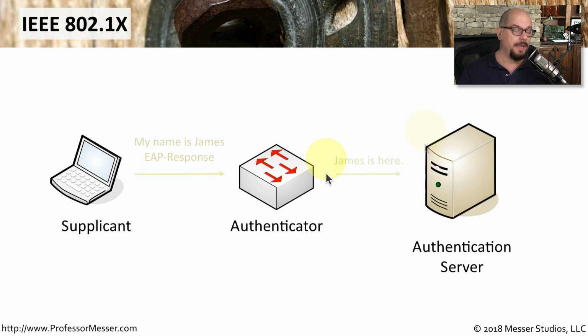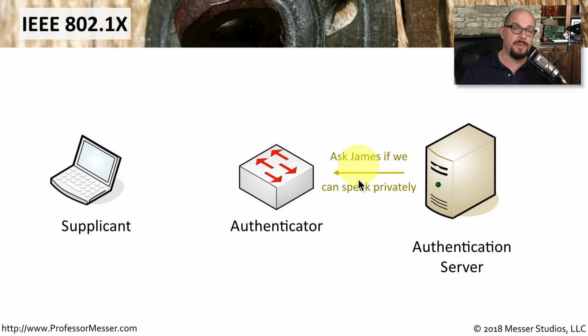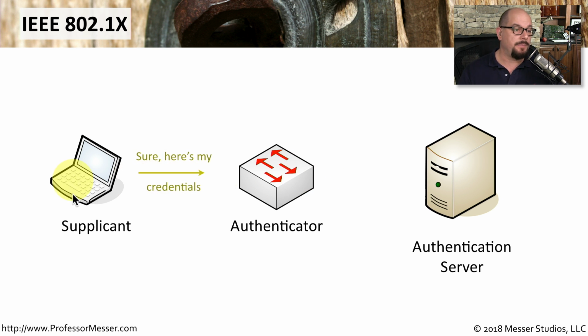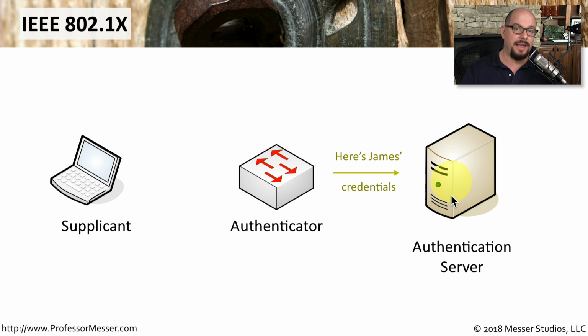here's our username. The authenticator checks in with the authentication server to check the username, and if the username is valid, the authentication server will ask if the end user can speak privately with the authentication server. The authenticator then sends that request down to the supplicant, and the supplicant sends the authentication credentials to the authenticator, who then passes that information through to the authentication server. If those access credentials are correct, the authentication server sends a message to the authenticator that says now this device can gain access to the network.